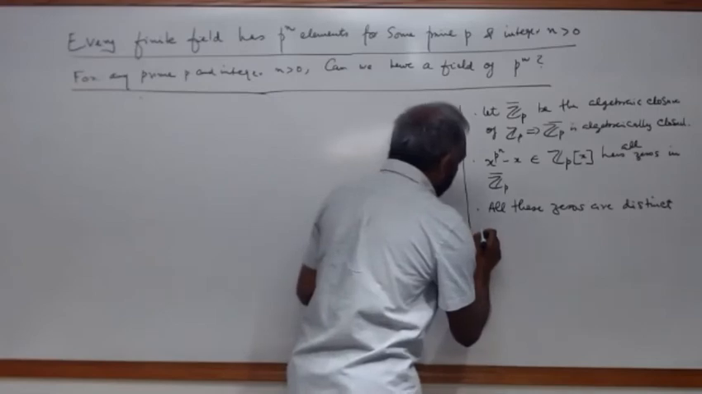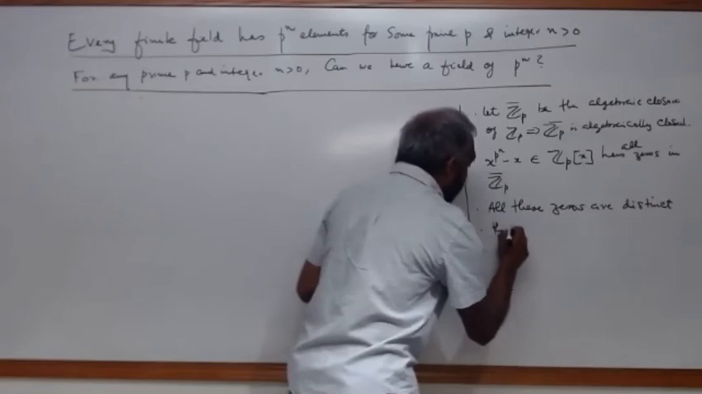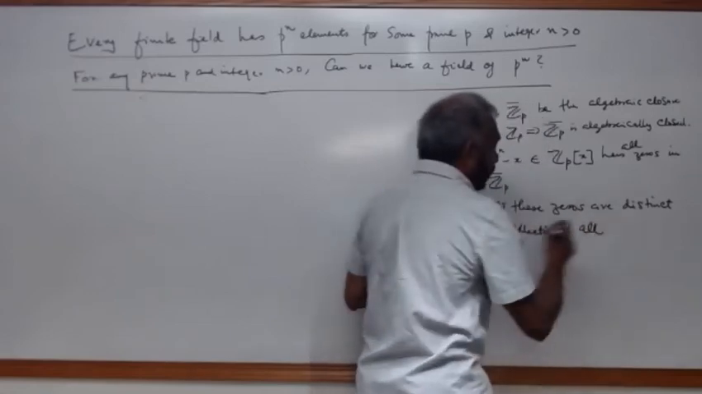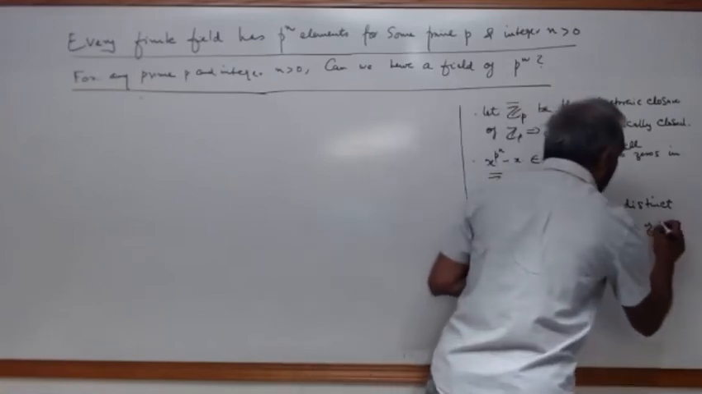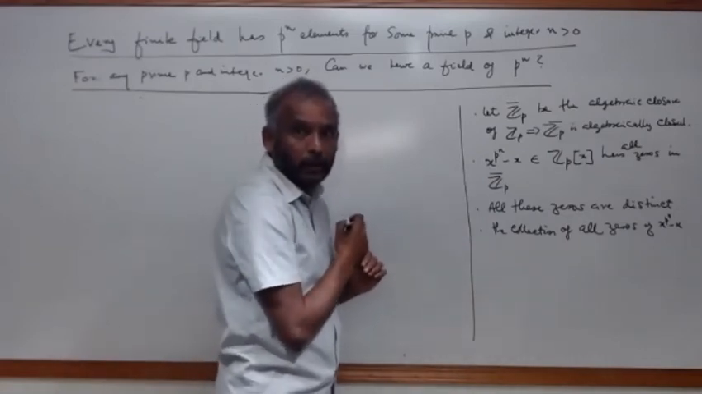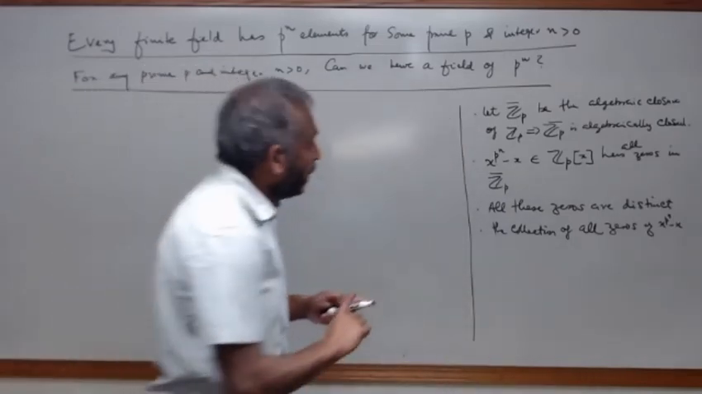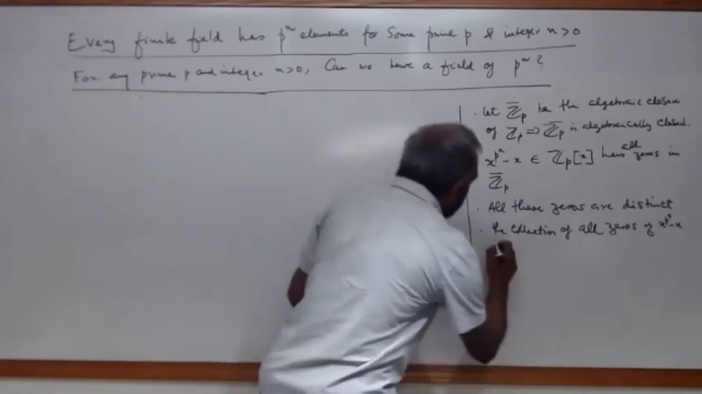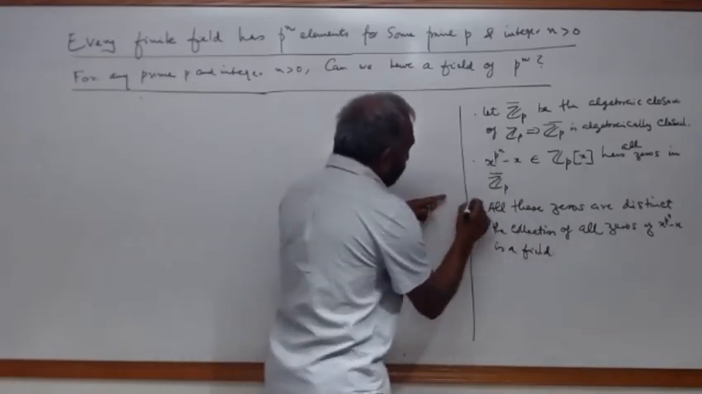Another thing is, we need to prove that the collection of all zeros of x to the power of p to the power of n minus x is a field. So these are the two things we need to prove.